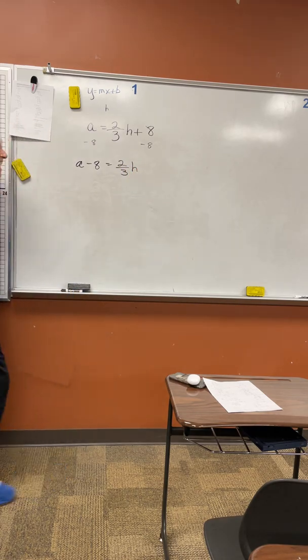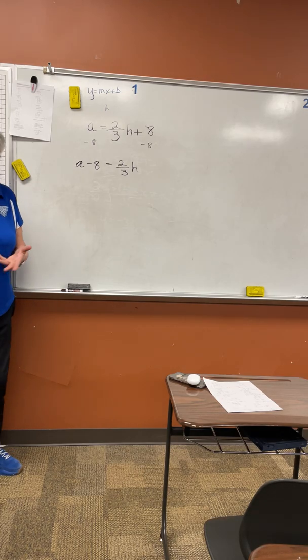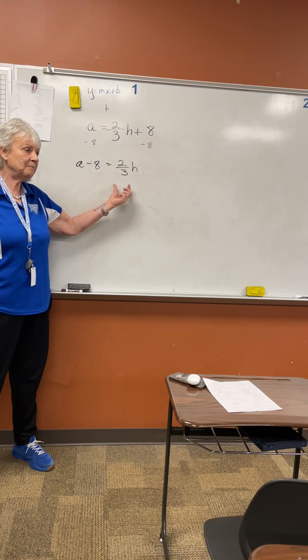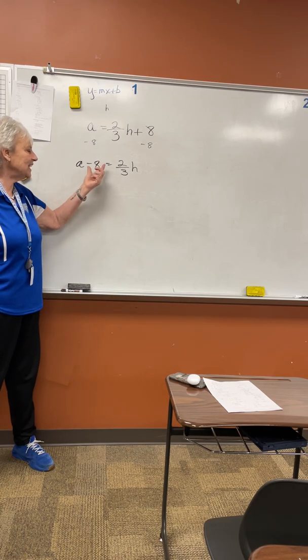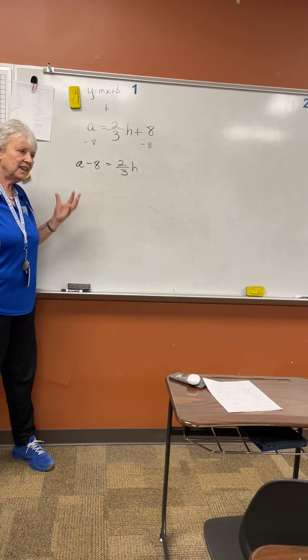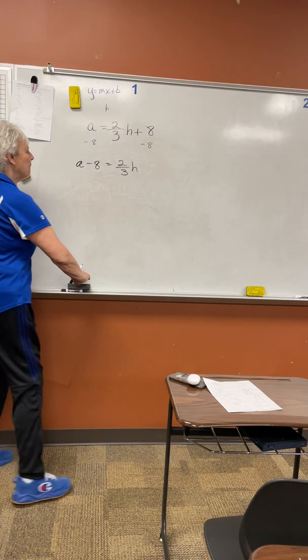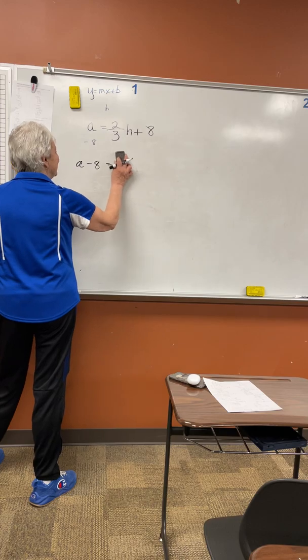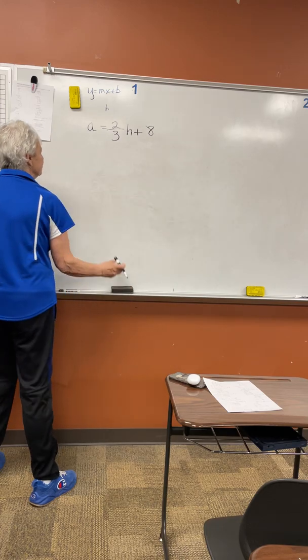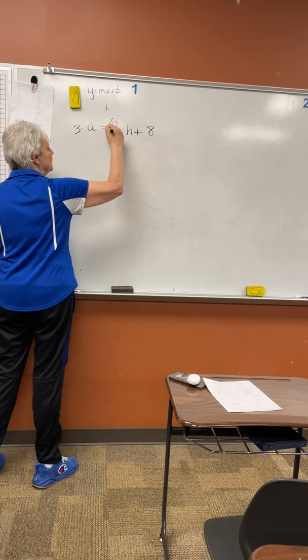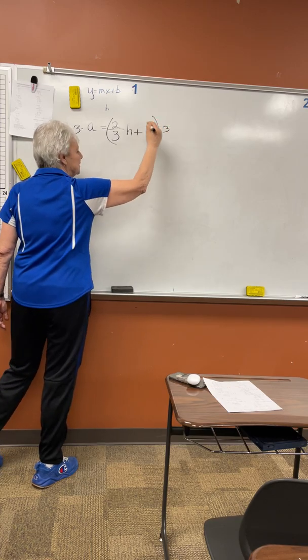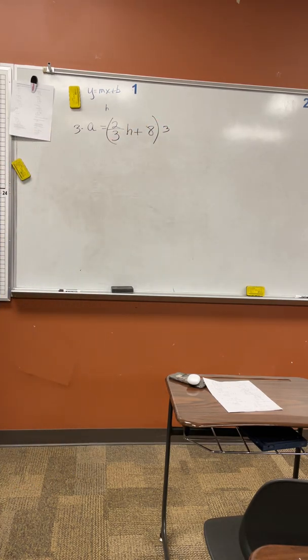How am I going to get that h by itself? Yeah, multiply by 3/2. You can multiply by 3/2, but then you got a mess here. That's why I think you should just get rid of that fraction first. Multiply everything by 3. Don't forget parentheses and the distributive property.